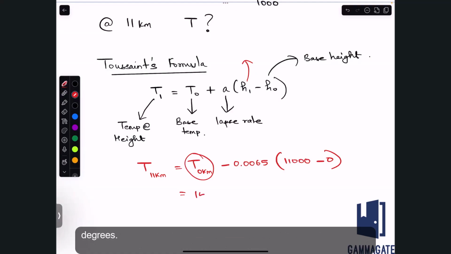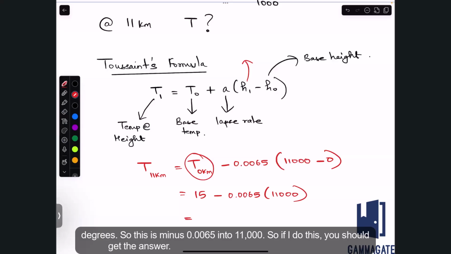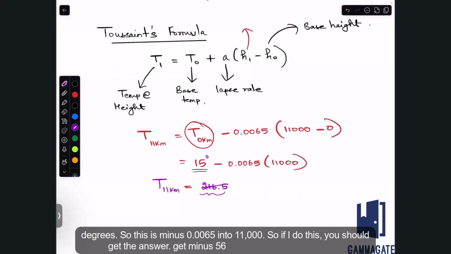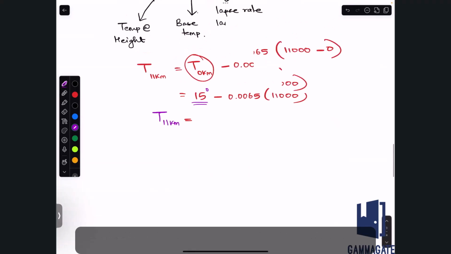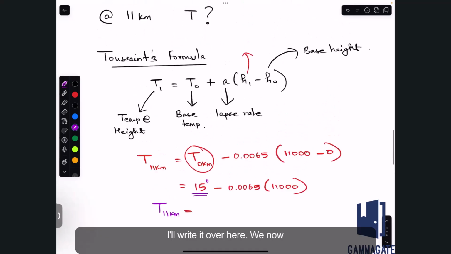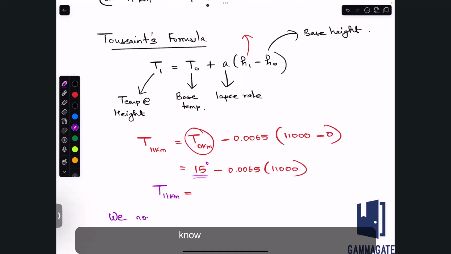It is 15 degrees. So this is minus 0.0065 into 11,000. If I do this, you will get minus 56.5. Now in the next topic, we have found out, so I'll write it over here, we now know how to calculate temperature with respect to height.